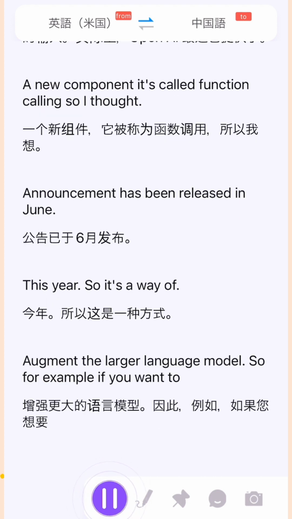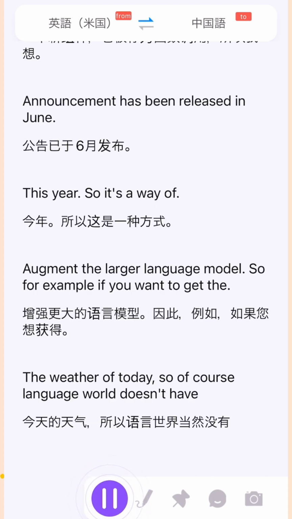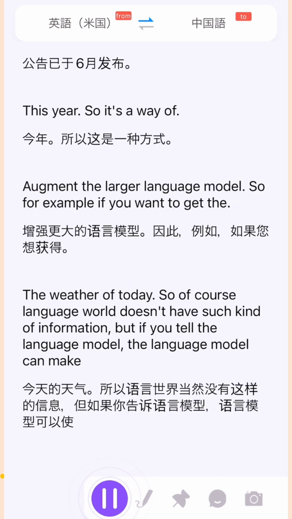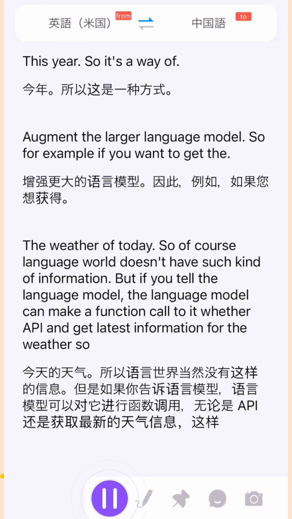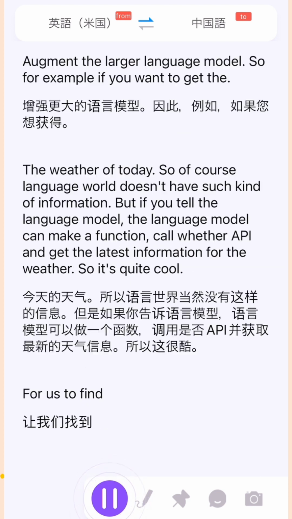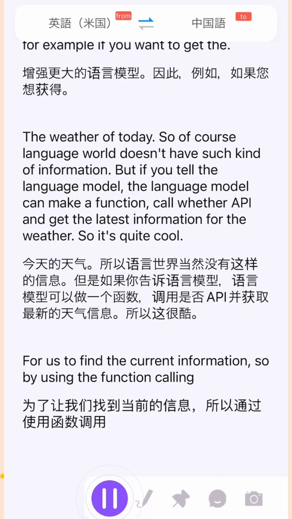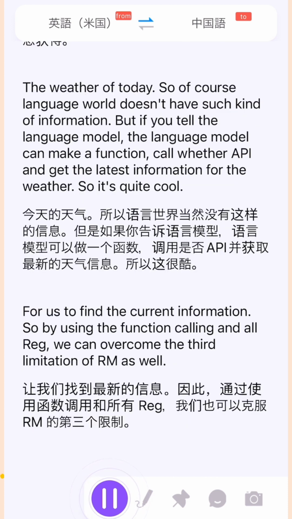So for example, if you want to get the weather of today, of course the language model doesn't have such kind of information, but the language model can make a function call to a weather API and get the latest information for the weather. So it's quite cool for us to find the current information. So by using function calling and or RAG, we can overcome the third limitation of LLM as well.